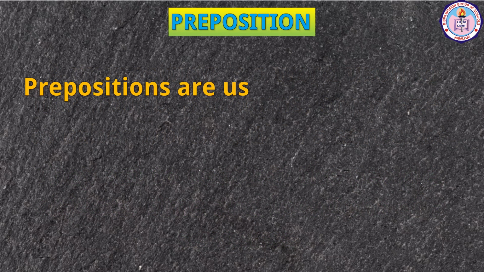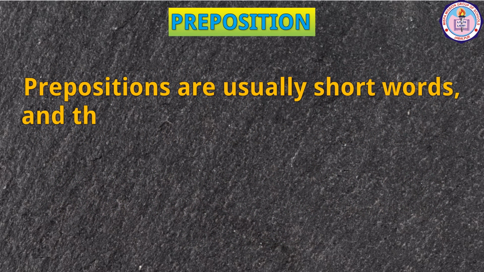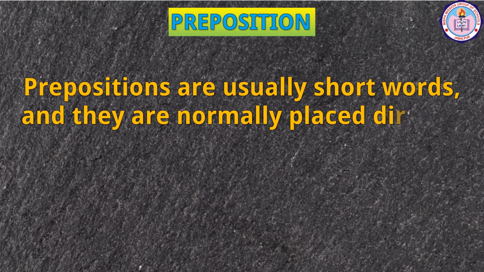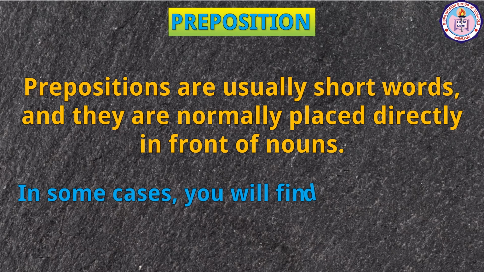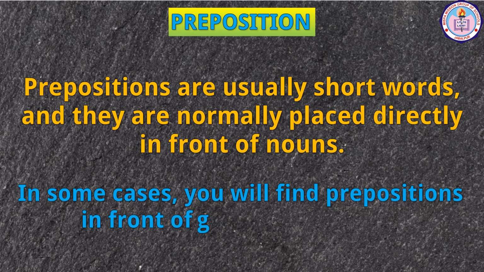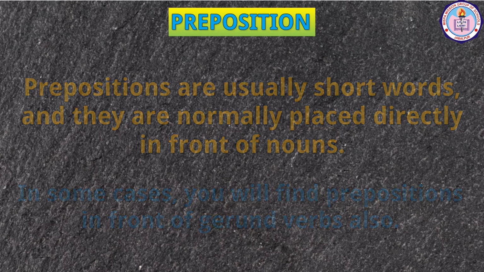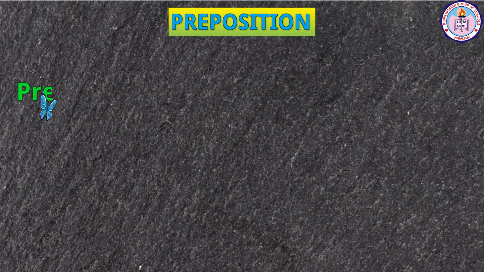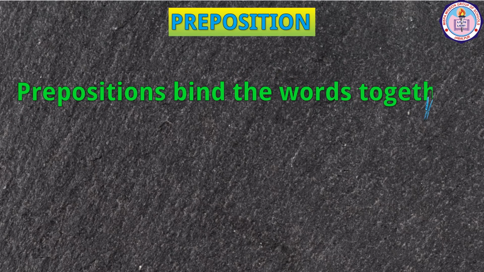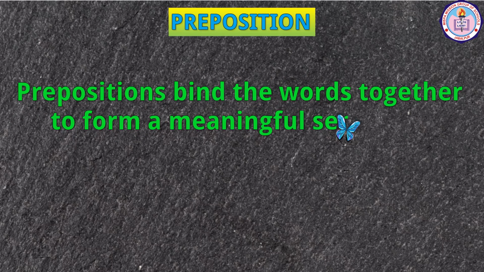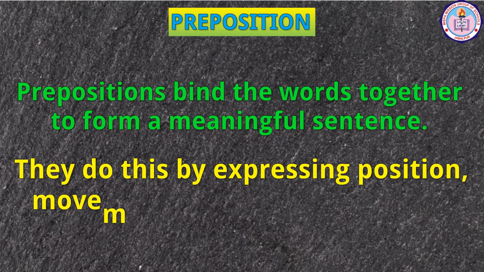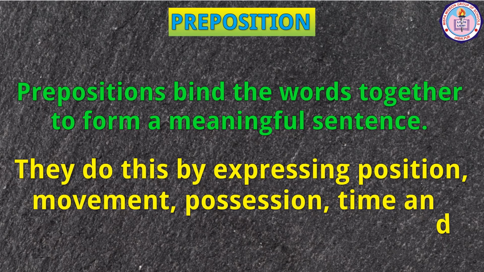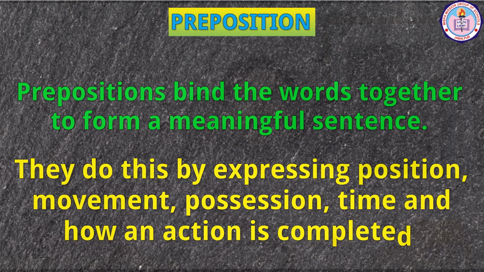Prepositions are usually short words and they are normally placed directly in front of nouns. In some cases, you will find prepositions in front of gerund verbs also. In short, we can say prepositions bind the words together to form a meaningful sentence. They do this by expressing position, movement, possession, time, and how an action is completed.